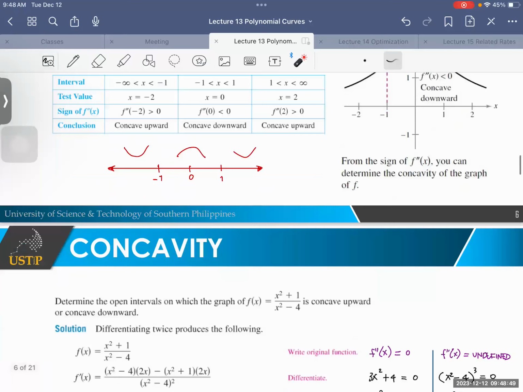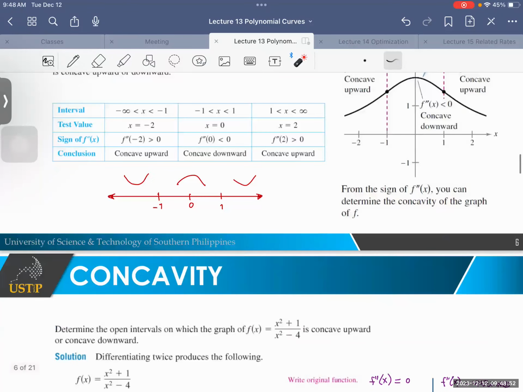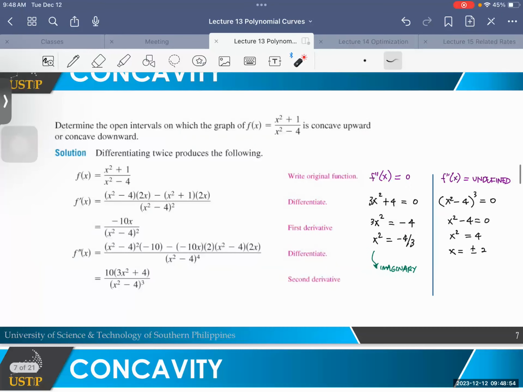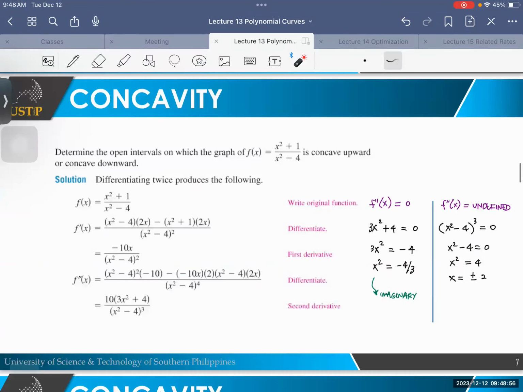So, another example, we have another example here. So determine the open intervals on which the graph of f of x equal to x squared plus 1 over x squared minus 4 is concave upward or downward. Okay, so again, we differentiate now until the second derivative. So differentiating this rational function, we get this expression. And then again, differentiating to get the second derivative, mao nito makuha.